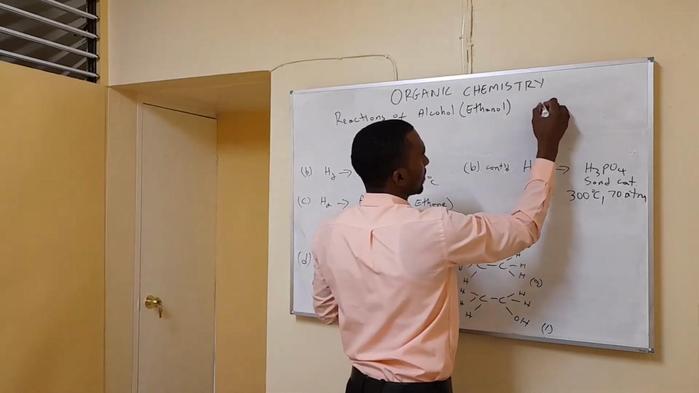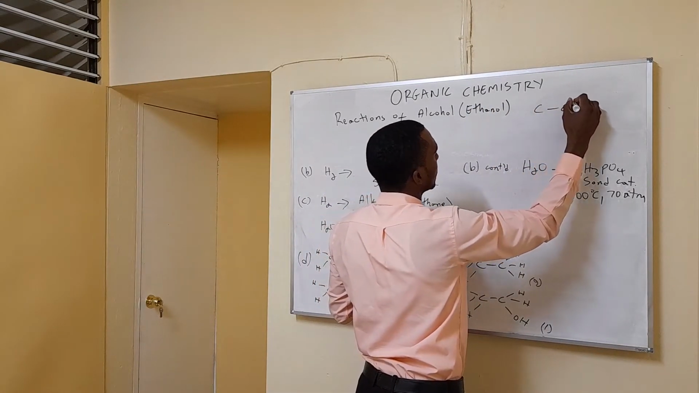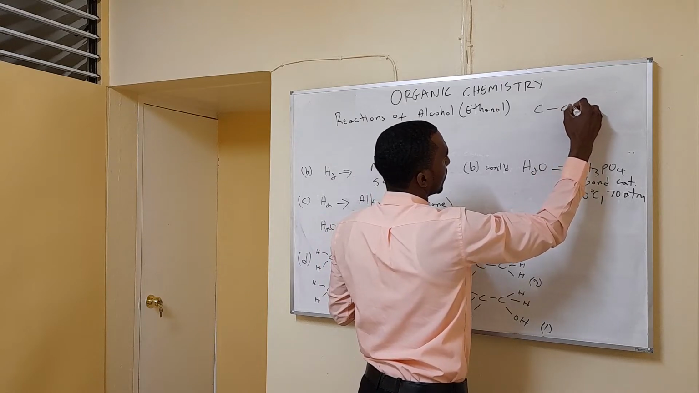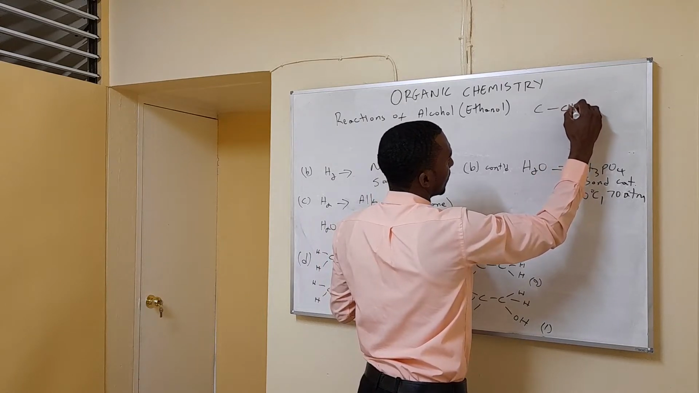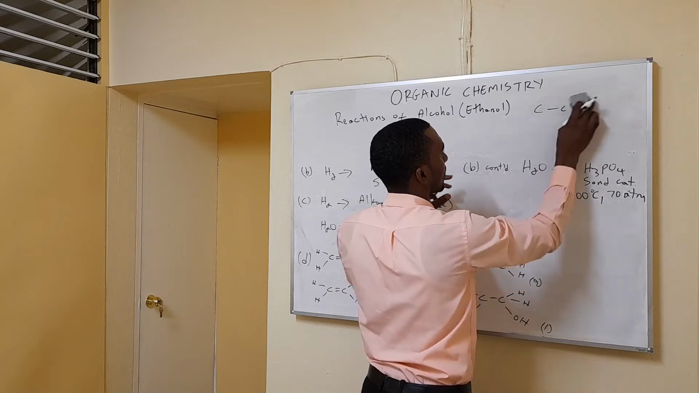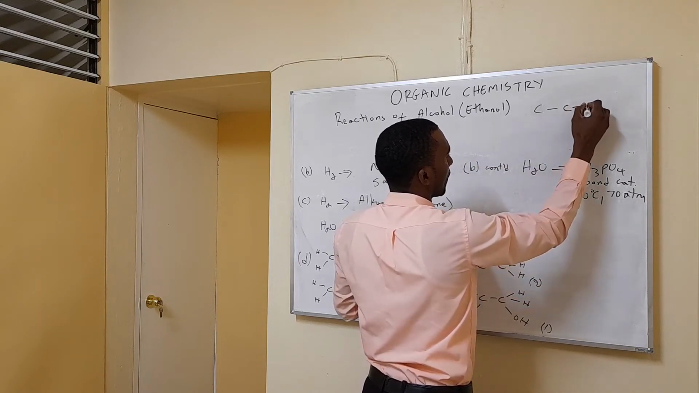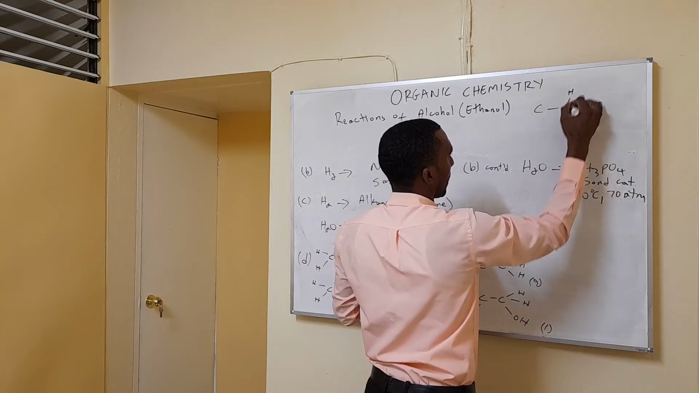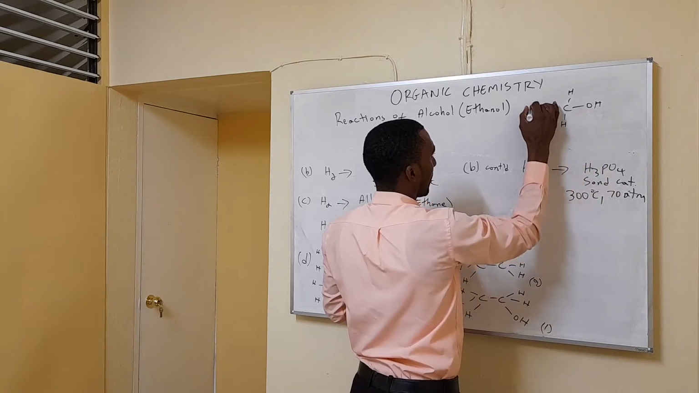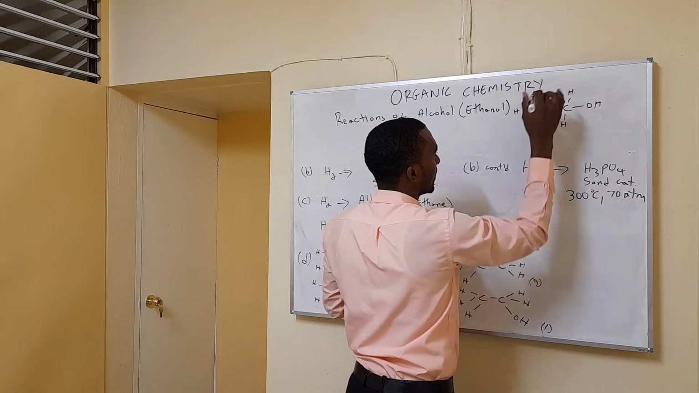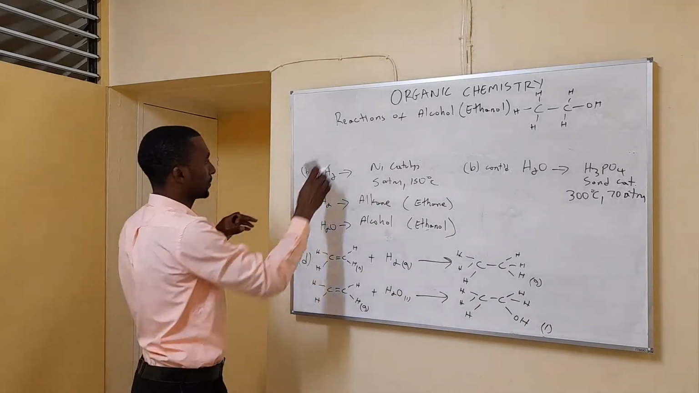I don't know, ethanol is C. I remember that you used to be able to condense these formulas, right?